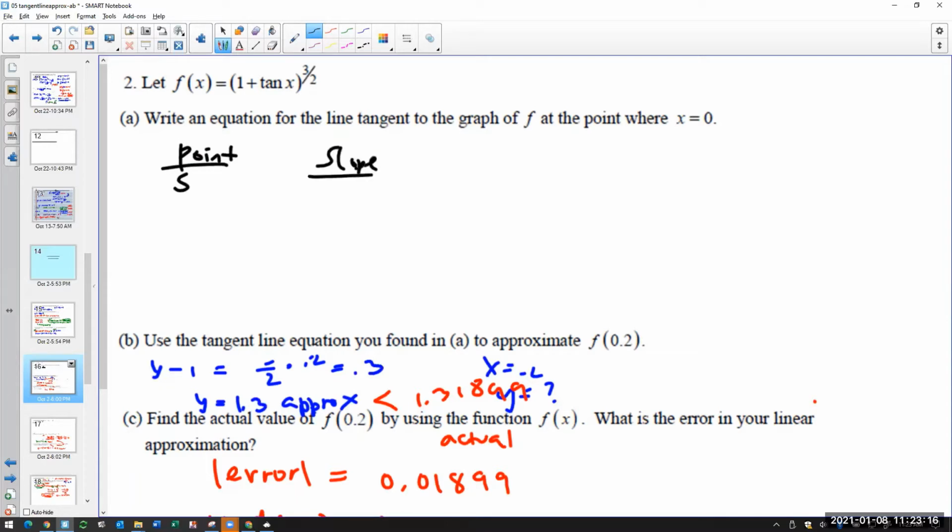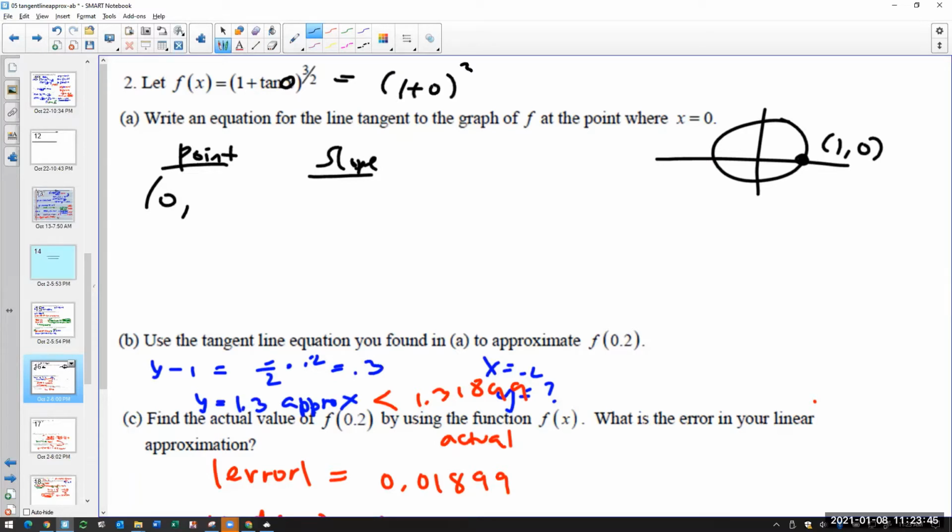All right. Do I know my x value for my point? Okay. Do I know my y value for my point? Yeah, you just plug it in right here, right? And you figure out what tangent of 0 is. Well, here's where 0 degrees is, or 0 radians, and that point is (1, 0). So remember what tangent is. Tangent is y divided by x, or sine divided by cosine. So what's 0 divided by 1? 0. So it turns out that this is 1 plus 0 raised to the 3/2, which is really just 1.